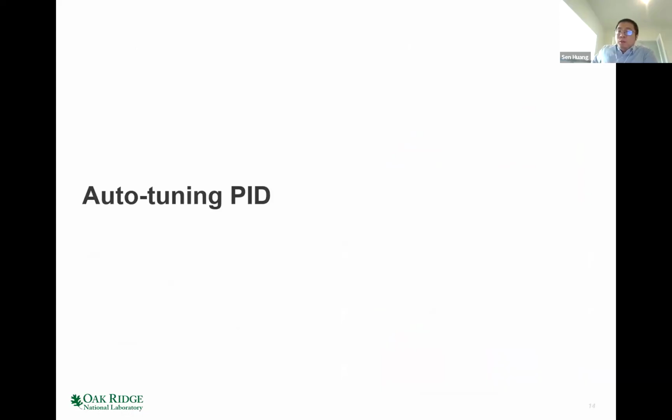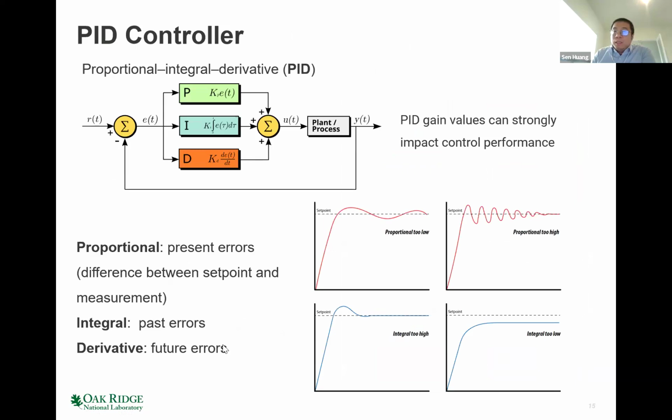And then the second thing we want to show is the auto-tuning PID. The PID controller, which is the proportional, integral, and derivative controller, is one kind of feedback control that is commonly used in building operation.